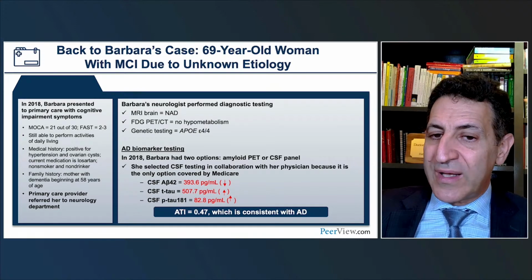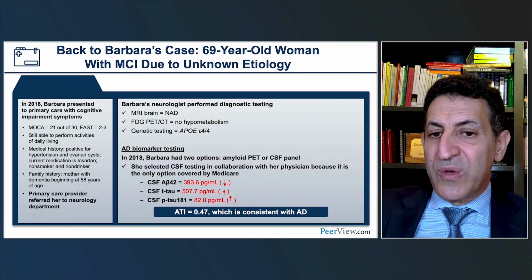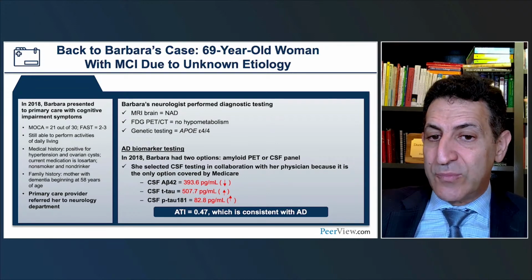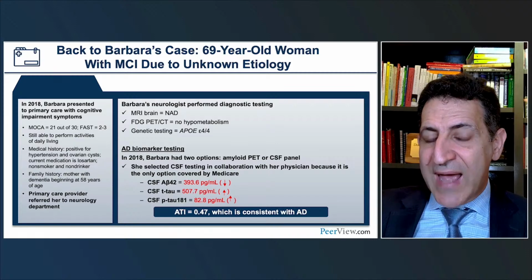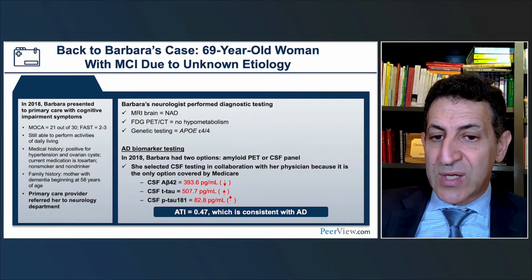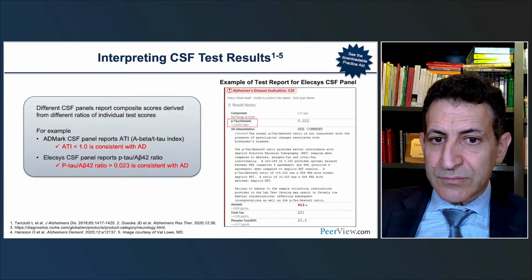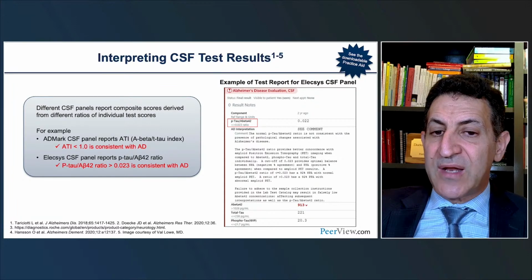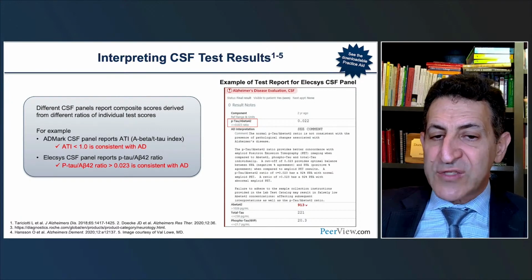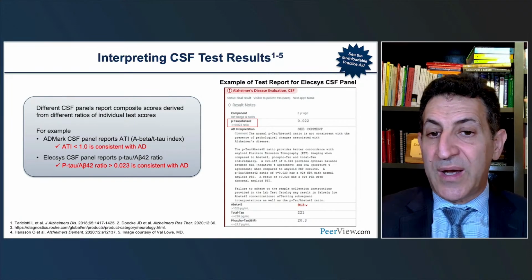And phosphorylated tau, particularly when it's above 20 or 30, we would say it's abnormal, and here it's 82.8. And then in this assay, you look at the ATI, amyloid tau index, and below 1.0, it's consistent with Alzheimer's disease. The reason I'm also bringing it up is that you might look at a different CSF report, which would look at phosphorylated tau to A beta 42, which could be showing above 0.023.